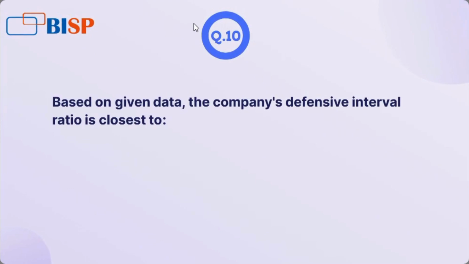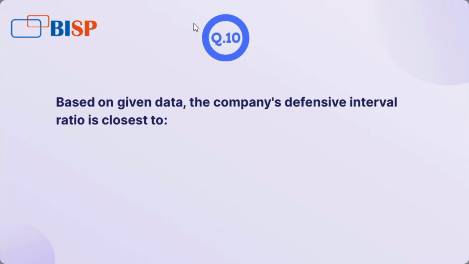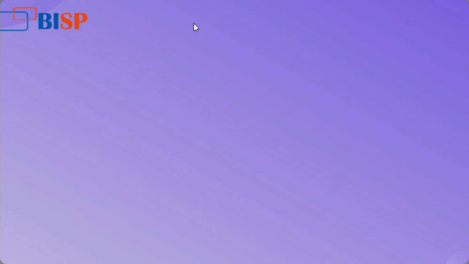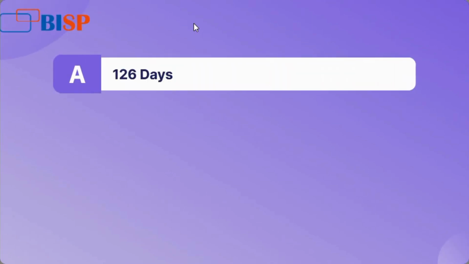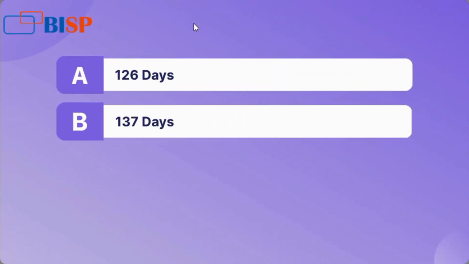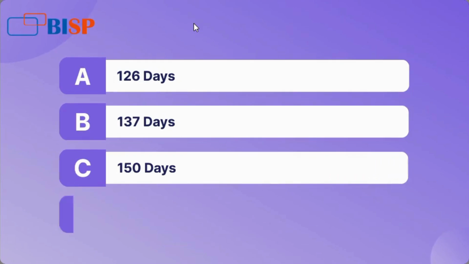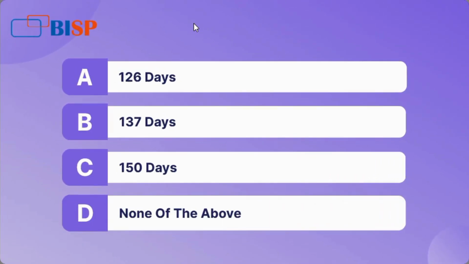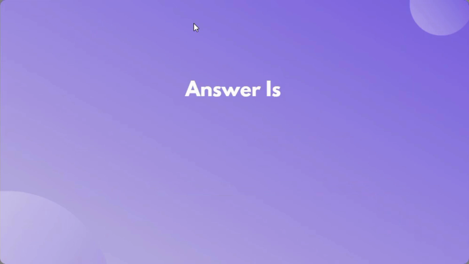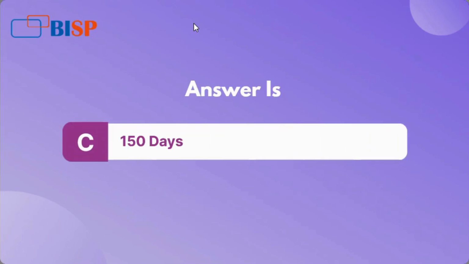Based on given data, the company's defensive interval ratio is closest to: A. 126 days. B. 137 days. C. 150 days. D. None of the above. Answer is C. 150 days.